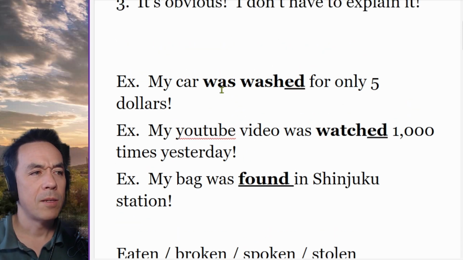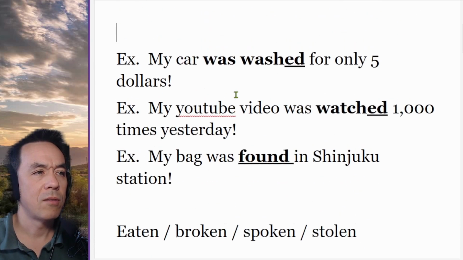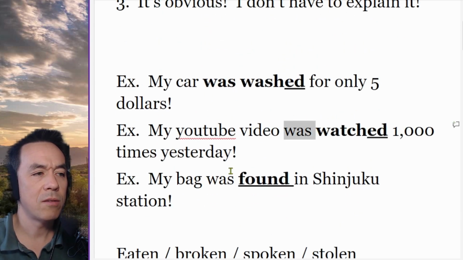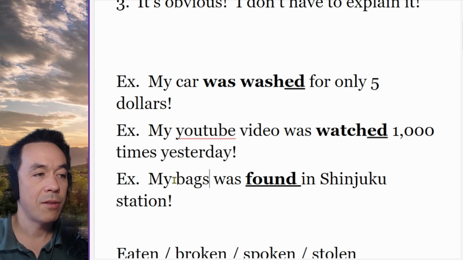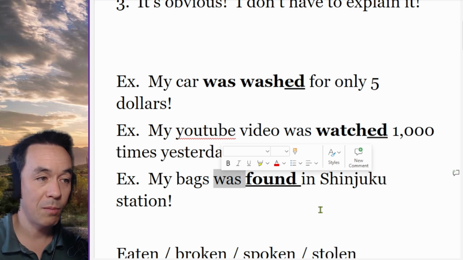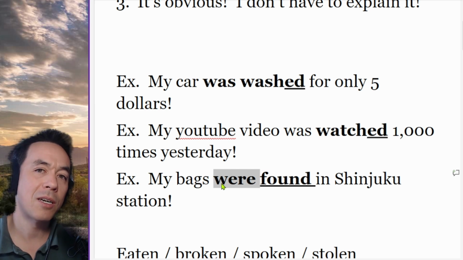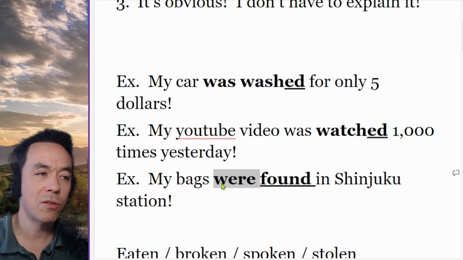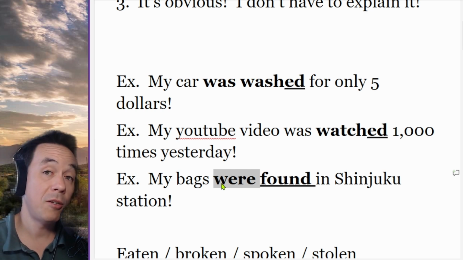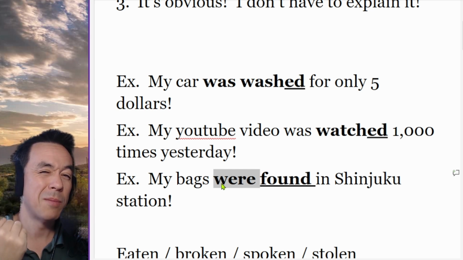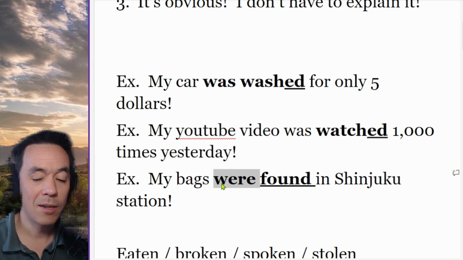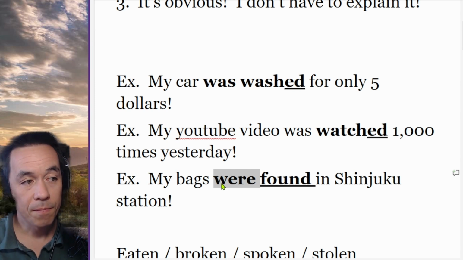Okay. Let's see. So also this one, let's go down. Car was, YouTube video was. So these are all singular. Let's turn this into my bags. Now this is plural. Now you have to be careful. Now this has to be plural. My bags were found. Ooh, so another chance to make a mistake. And this is why I think students often have kind of a double chance to make a mistake. So it's risky, but you should learn this style.